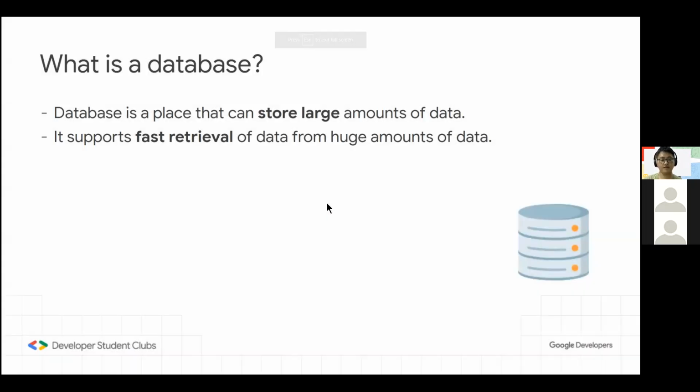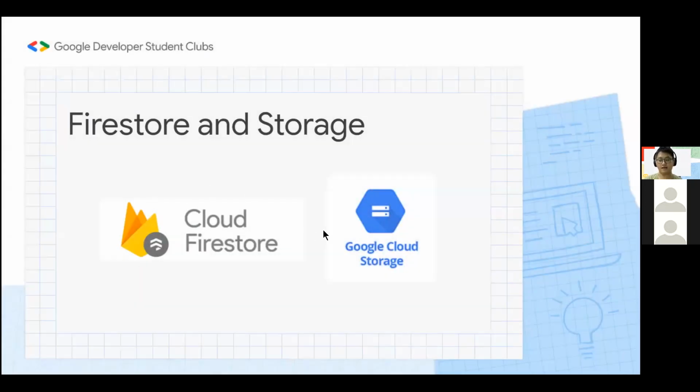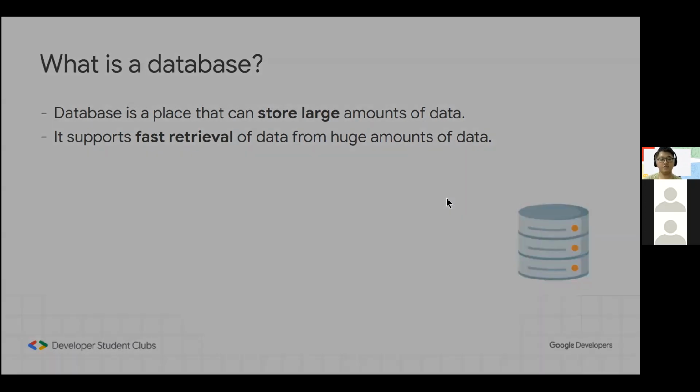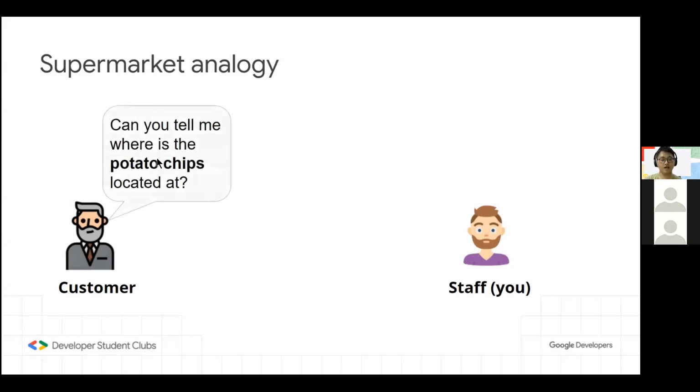Before we understand what Firestore is, we need to understand what a database is, because essentially Firestore is a database. A database is basically a place for an application to store a large amount of data, and it allows our application to retrieve data from a huge amount of data fast. Let me give you an analogy. Imagine you work in a supermarket and a customer asks you, can you tell me where the potato chips are located?